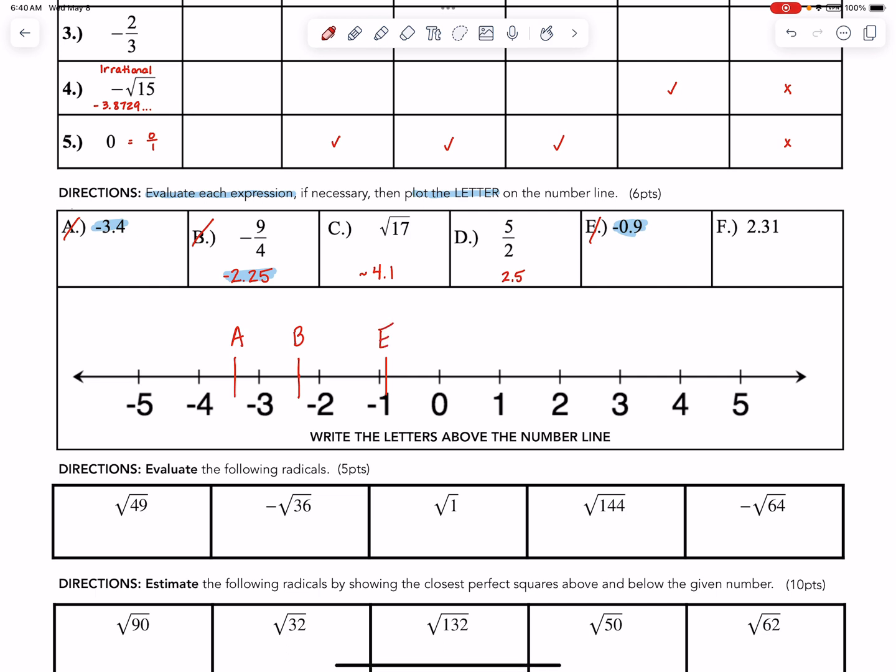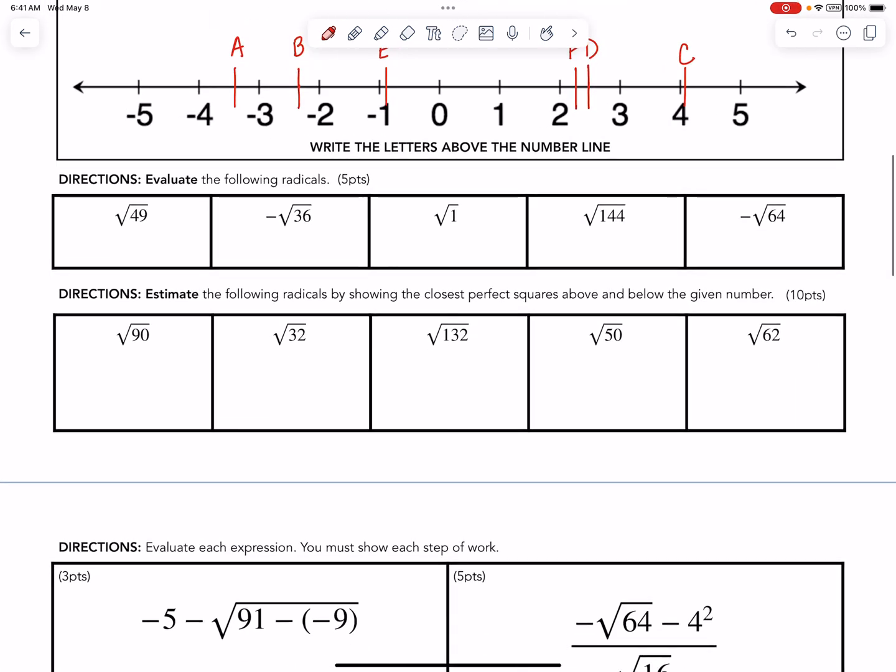Now I'm going to go ahead and do my positives. Okay, so we can do them in any order, doesn't really matter. I have 4.1, so a little bit more than 4 is C. We have 2.5 is perfectly halfway, so make sure it's perfect, is D, and then 2.31 is a little bit under that, right here, and this is F. Okay, make sure you have them all. 1, 2, 3, 4, 5, 6. There we go, 6 points.